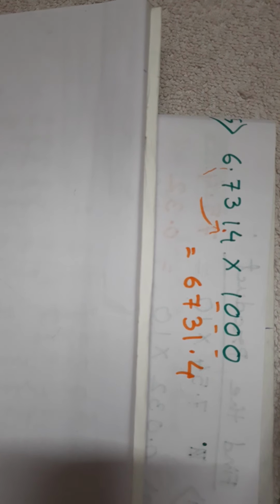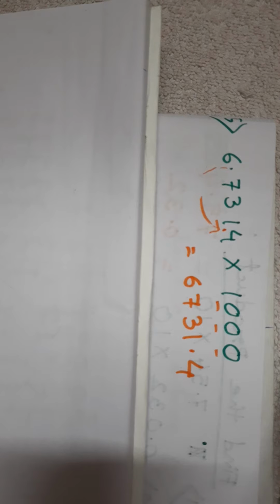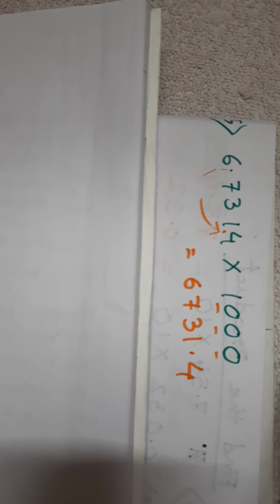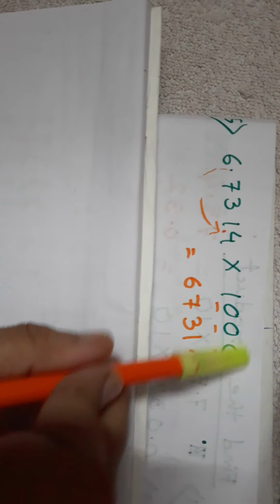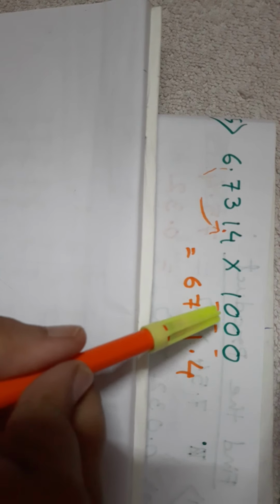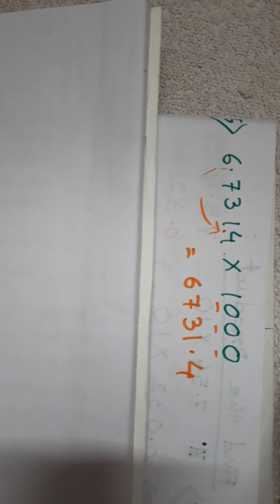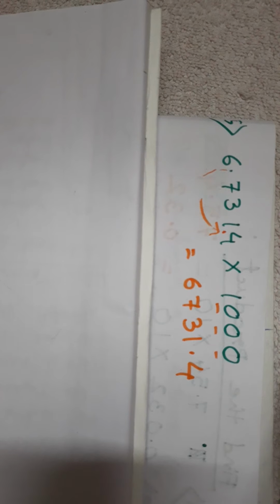Now we will see how to do the multiplication if the numbers are whole numbers, because you can see this is also a number, but there are some zeros present. If zeros are not present, then what will happen, we will see now.